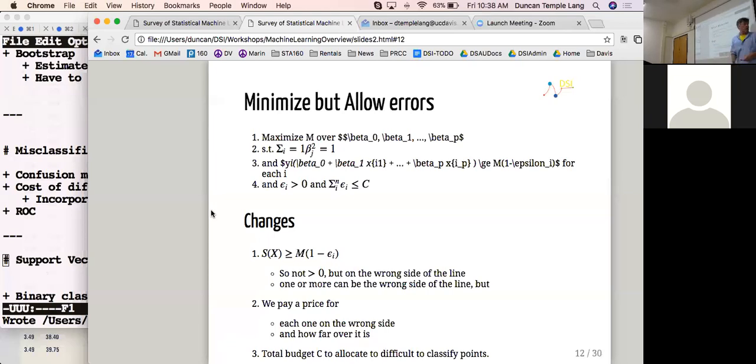Now, if nobody actually goes across the margin, if they're all zero, then we're back to the same problem, totally separable classes. If some of them go across the margin, then we pay a little bit, but not everybody. The bigger one of these epsilons is, the rest have to be accordingly smaller. So life is good. Everyone happy? And this is support vector classifiers.